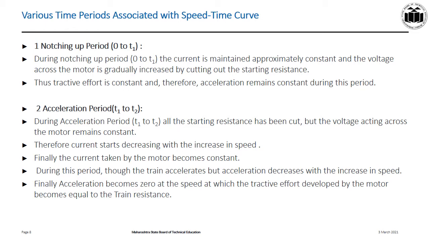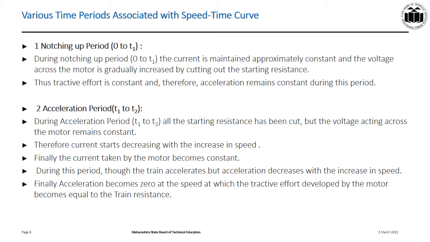During this period, the current is maintained approximately constant and voltage across the motor is gradually increased by cutting out the starting resistance of the motor. And therefore, the tractive effort in this period is constant and acceleration remains constant during this period.